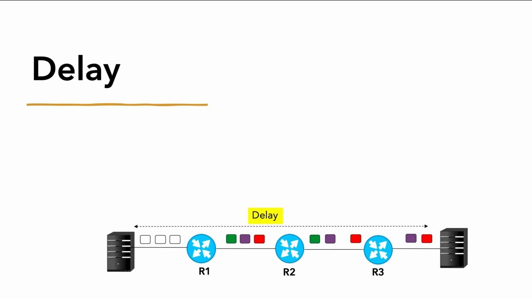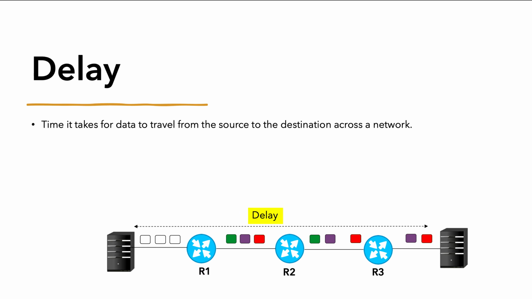Next, we have delay. Delay is also known as latency. It is the time it takes for a packet or data to travel from the source to the destination across a network. You can describe delay as one-way delay or round-trip delay. One-way delay, as the name suggests, measures the time it takes for a packet of data to travel from the source to the destination without considering the time it takes for the acknowledgement to travel back.